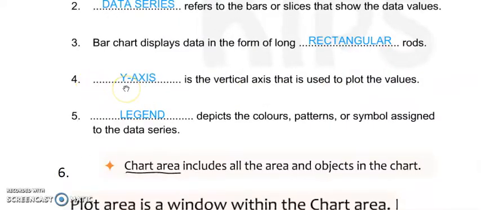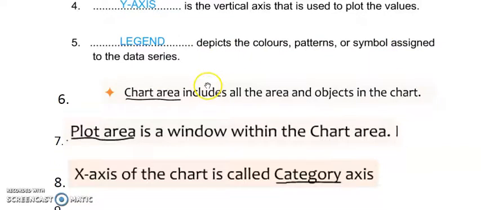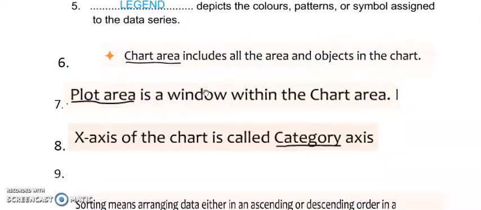Now number 4, y-axis is the vertical axis that is used to plot the values. Number 5, legend depicts the color, pattern or symbol assigned to the data series. These 5 questions from the book, and 6 to 10 I will give you some extra fill-ups.